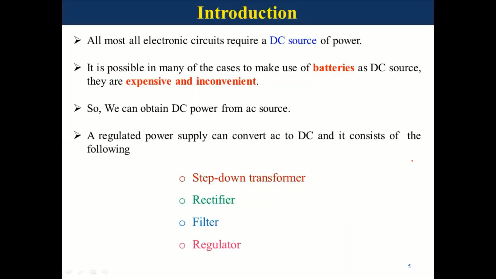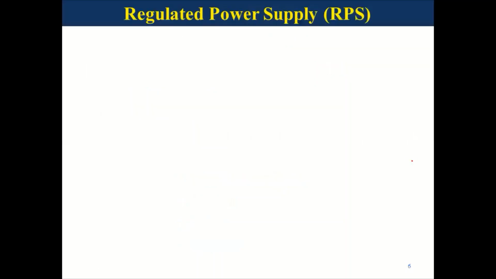If you are using these four blocks, then there is no need for batteries. Our AC mains supply can be converted into DC, and the DC can be used in our systems. So first I am going to explain the regulated power supply, RPS, which is an AC to DC converter.